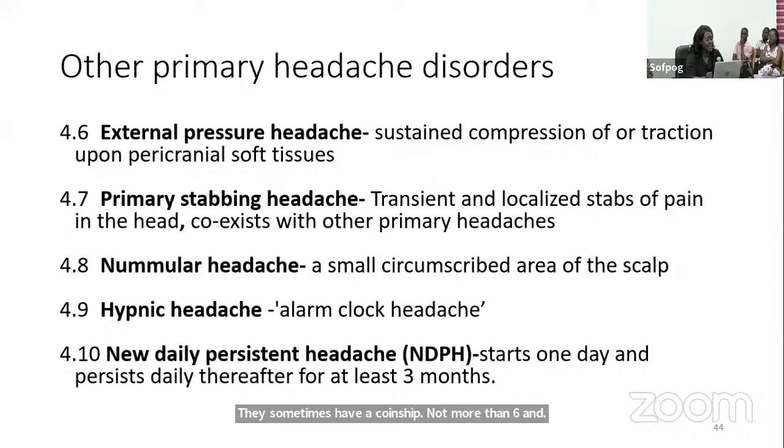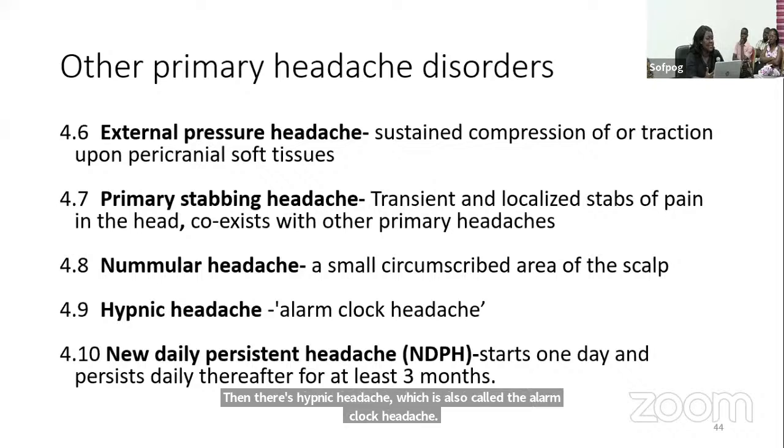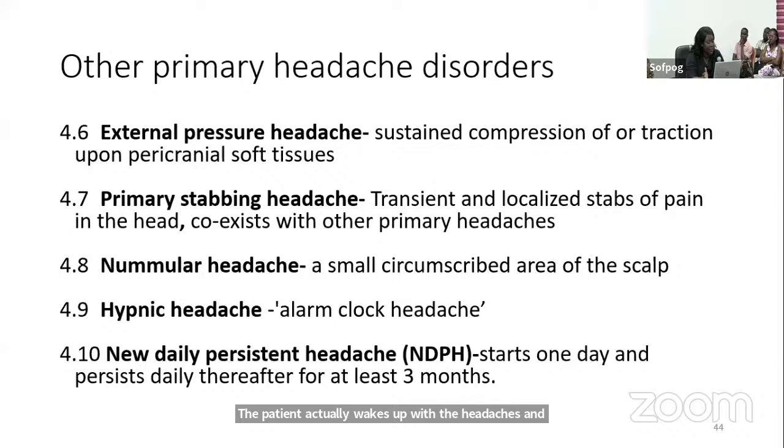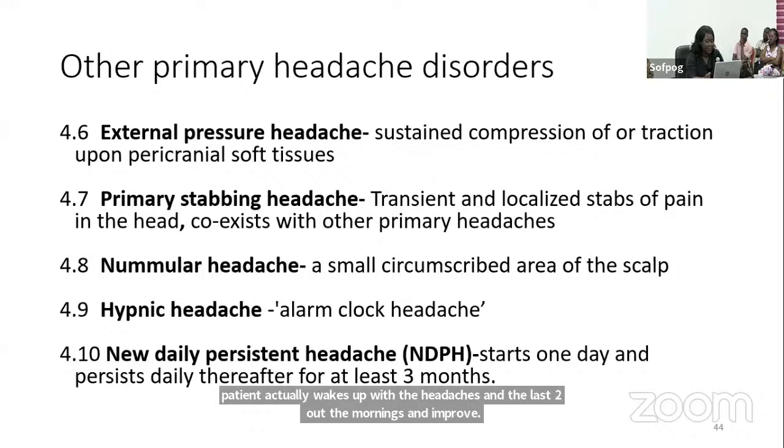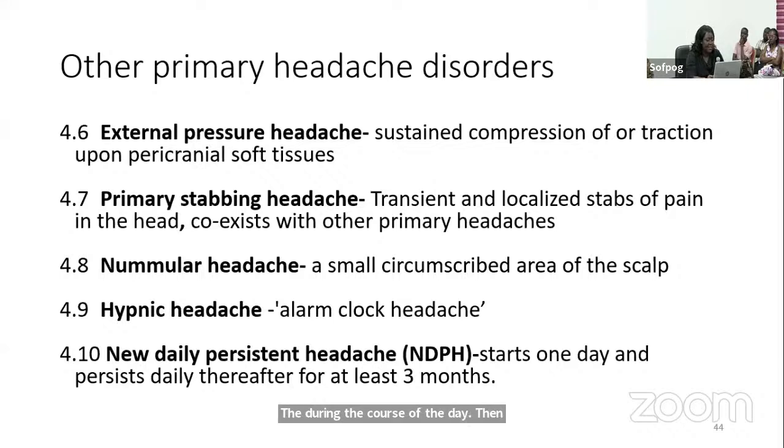Then there's hypnic headache, which is also called the alarm clock headache. The patient actually wakes up with the headache and it lasts throughout the morning and improves during the course of the day. Then the last type is the new daily persistent headache, which starts one day and persists daily thereafter for at least 3 months. What is important is that the patient will usually be able to tell you that my headache started on this particular date, and after that, every single day, I have a headache.